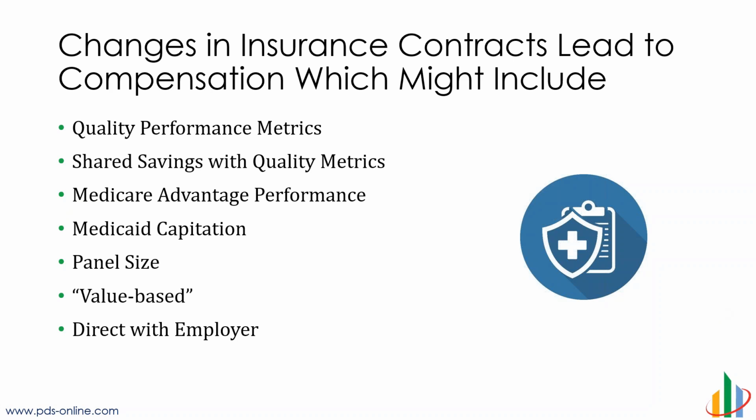Some of the metrics that may need to be on your compensation sheet include things like quality performance metrics, Medicare Advantage plan stars performance, and panel size. Direct-with-employer plans are exceedingly concerned with the total cost of care and making sure that these new plans generate savings for the employers. So putting these metrics on the compensation sheet as drivers of compensation is very important.